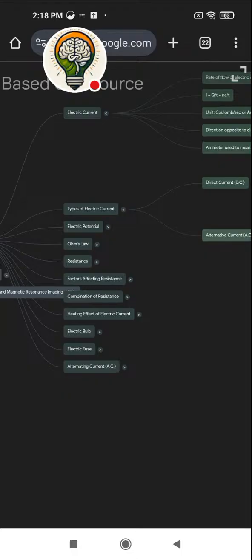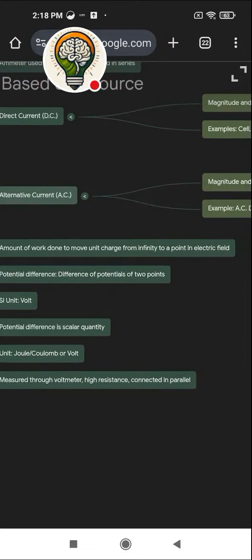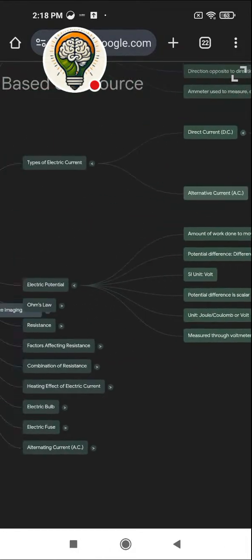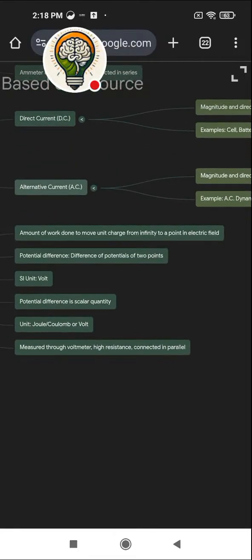Then the electric potential, the amount of work done to move unit charge from infinity to a point in electric field. Potential difference, difference of potential of the two points, SI unit the volt, and potential difference is a scalar quantity, unit joule per coulomb, and measured through voltmeter, high resistance and connected in parallel.